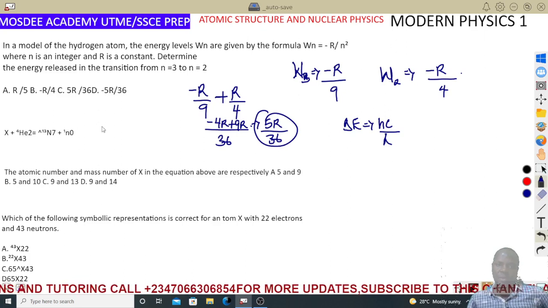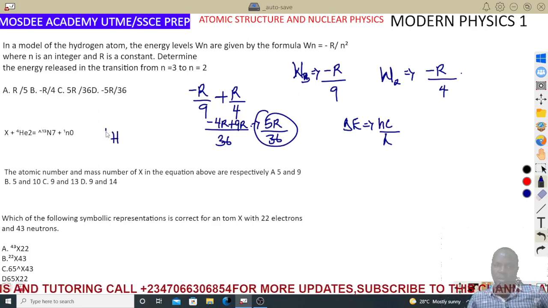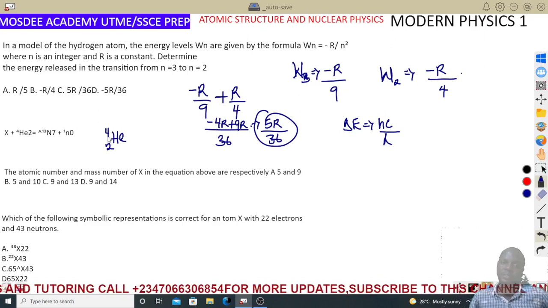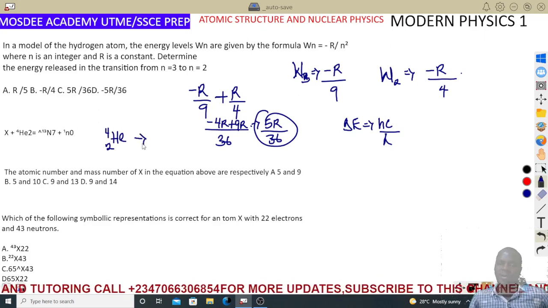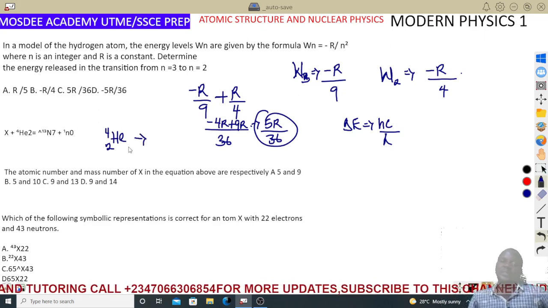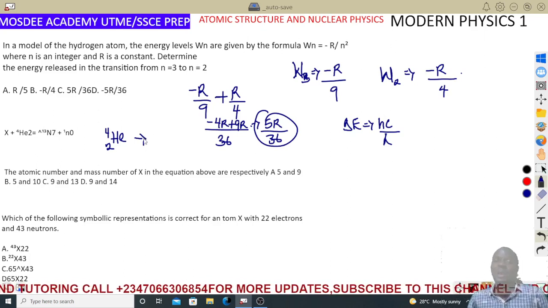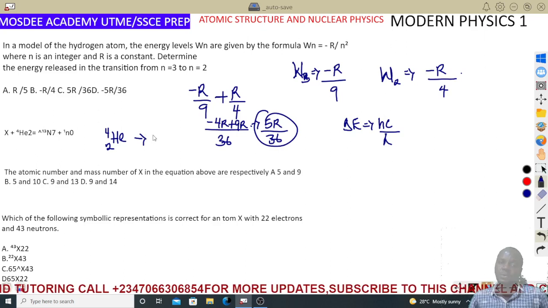This is not written where helium should be 4, 2, that is an alpha particle, which we are still going to talk about more under radioactivity. Then it's giving us how we write this. I will still talk about it because there is a way we write this when we talk about nuclear physics. There is a particular way this is being written. This is a very, very simple question.